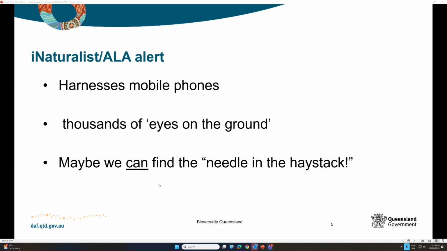Obviously, if they find something that is of biosecurity concern, that triggers the alert system. Thanks to iNaturalist, we've now got thousands of eyes on the ground. We've never had that before. So this is a huge step forward in terms of surveillance and detecting new invasive species. So maybe we can now find the needle in the haystack. Queensland is a vast place, but 19,000 people out there looking for stuff helps a lot.